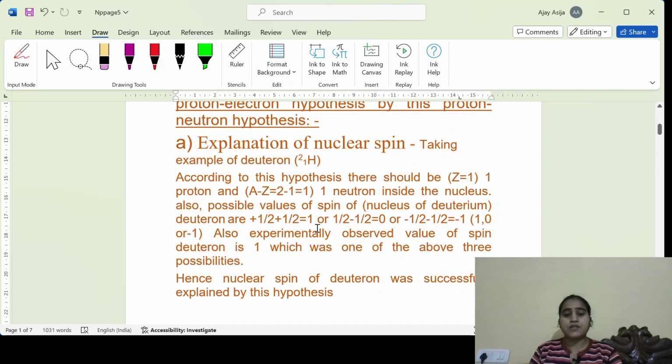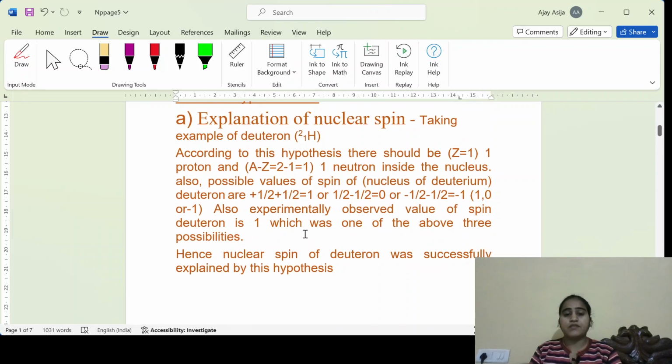And if proton is in the down state, then minus half for proton, and neutron is in the up state, then plus half for neutron, and again the result will be 0. If both the constituents, proton and neutron, are in the down spin state, then both have spin value minus half and the total will be minus 1. So the possible spin values of deuteron are 1, 0 and minus 1. Also, the experimentally observed value of spin of deuteron is 1, which is one of the above 3 possibilities. So hence the nuclear spin of deuteron was successfully explained by this hypothesis.